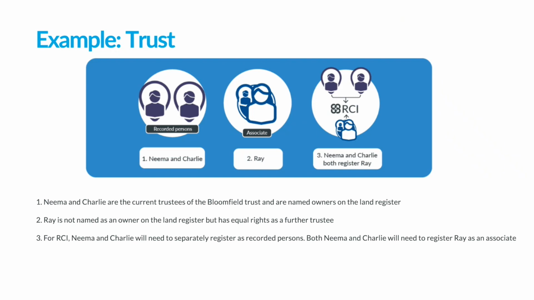Nima and Charlie would be the recorded persons and would both need to register in RCI and each name Ray as their associate. For our example, we will be making a submission for Charlie Jones as the recorded person. However, please note that Nima would also have to make their own individual submission as they are also current trustees who are named on the title sheet.